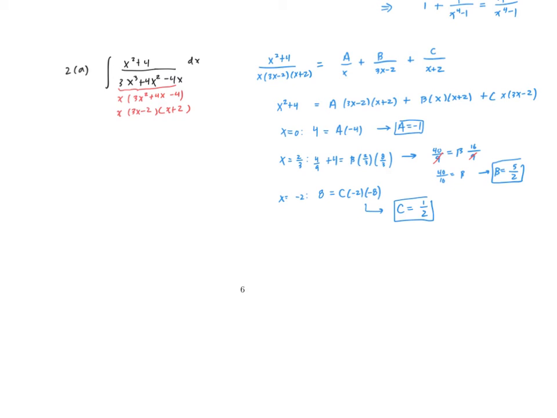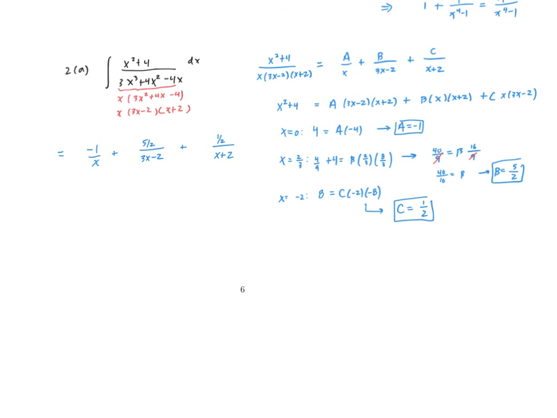So let's go back to this original question. We wanted to integrate the function x squared plus 4 over 3x cubed plus 4x squared minus 4x. So just rewriting the PFD, we would have A over x plus B, so 5/2, over 3x minus 2, plus C, 1/2, over x plus 2.